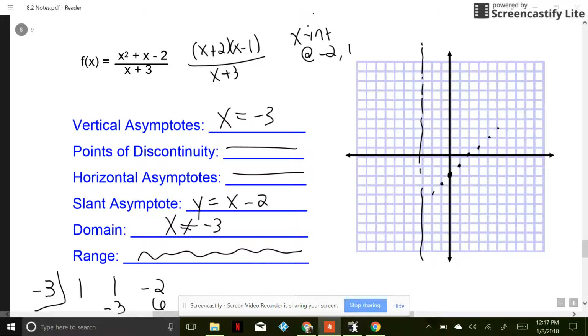Let me just get a sketch here of what that's going to look like. It's going to be something like that. We're going to cross at -2 and at +1. So hopefully we can kind of see which quadrants we're going to be in. But we can go ahead and graph this in our calculator.